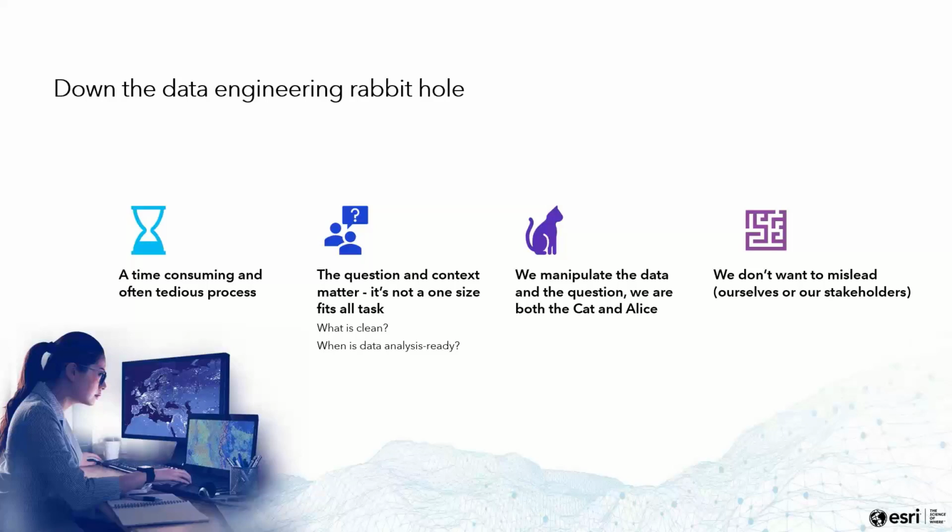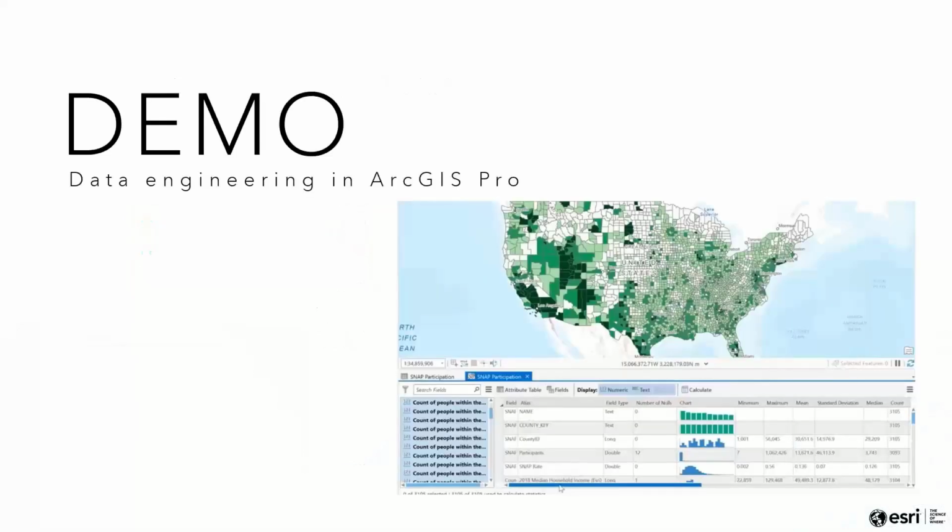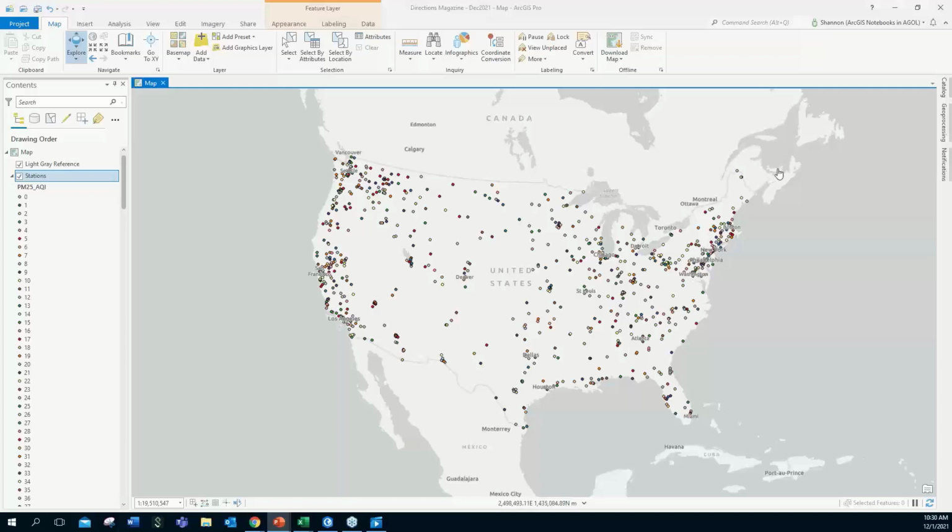So when it comes to data engineering, the important things are that it can take a lot of time. What it means to be clean will depend on your question. And when your data is analysis ready will also depend on that. We don't want to mislead anyone. And we have to understand that we are representing the data and the question itself. So within ArcGIS, we have had the ability to do this for a long time.